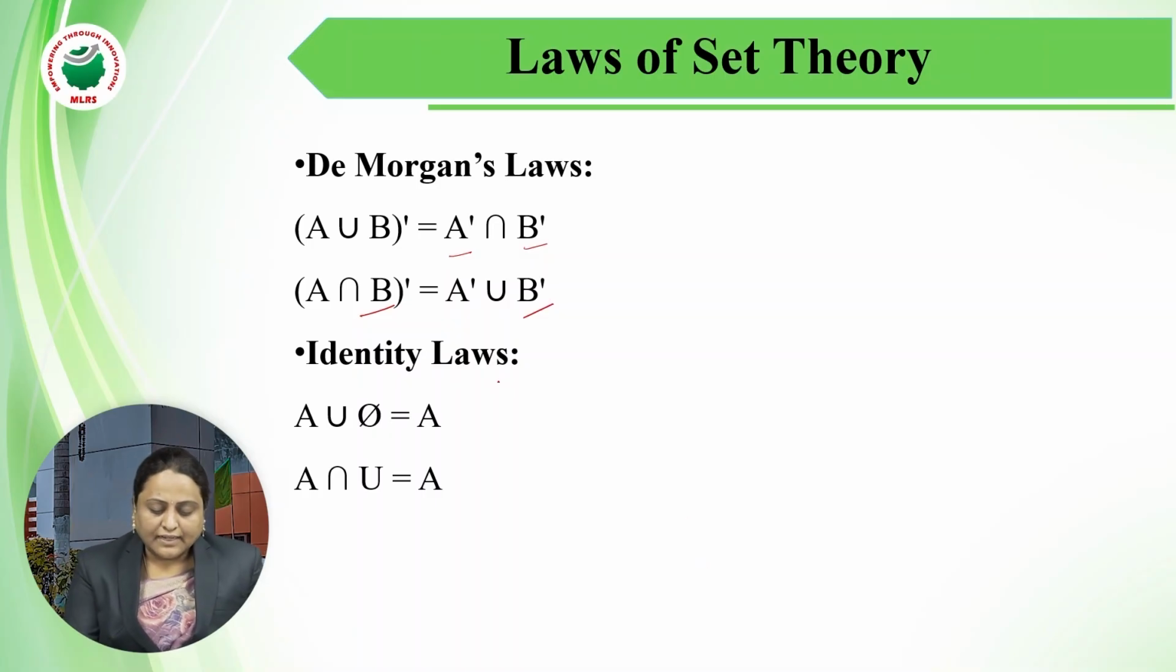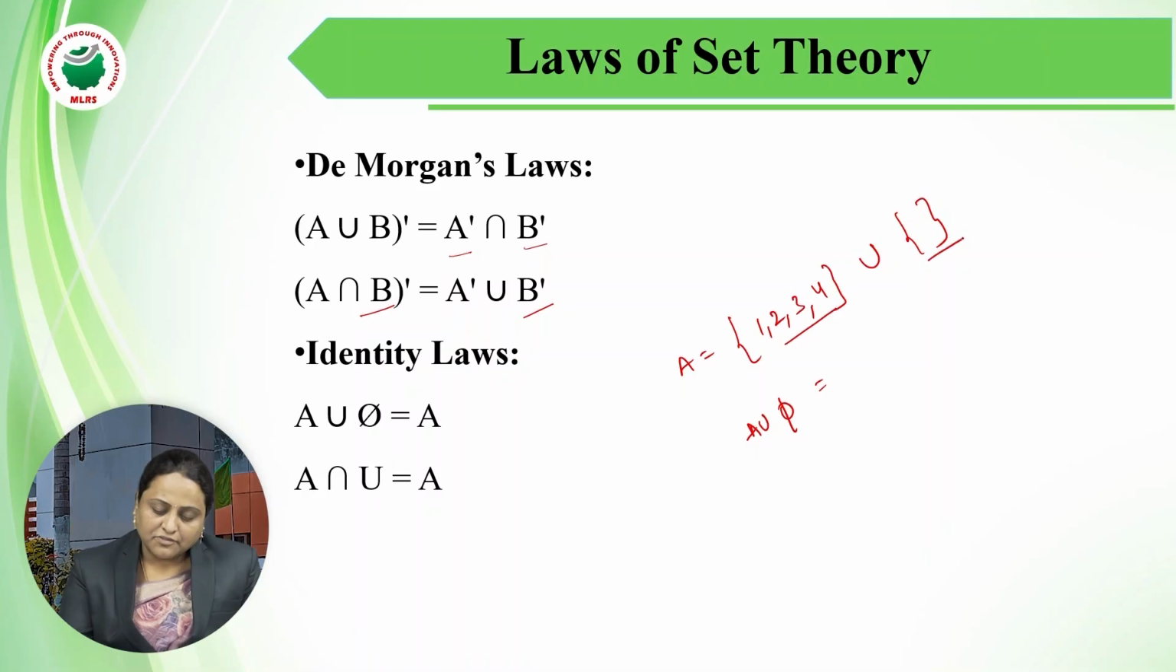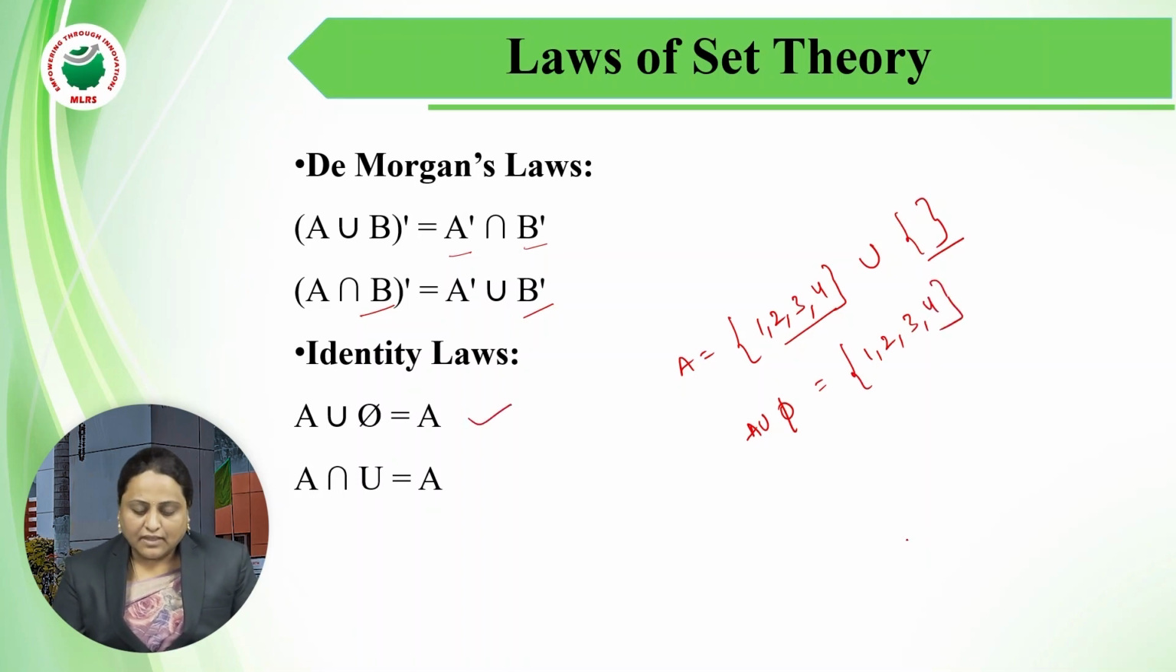And next one, identity laws. A union null set. Let us take A equal to some elements 1, 2, 3, 4, and union the null set. Whenever you are performing the union of both, union means you consider the elements present in A as well as the other set also. No element is there in the null set, so it is nothing but again 1, 2, 3, 4. So we say A union null set equals A.